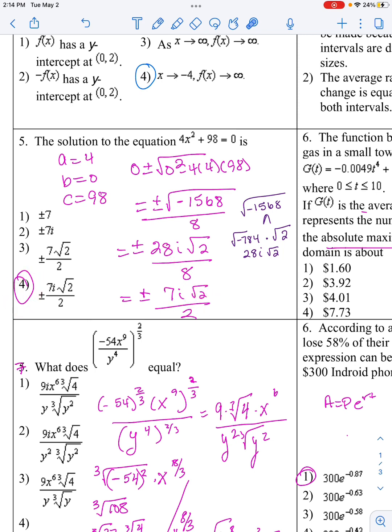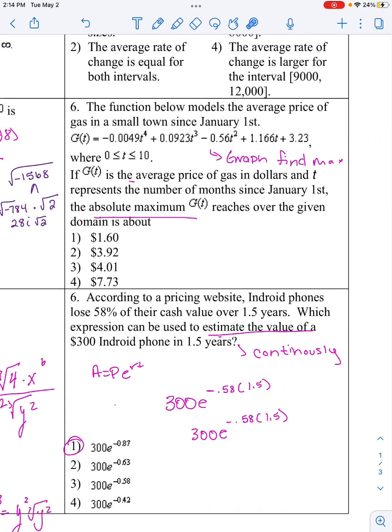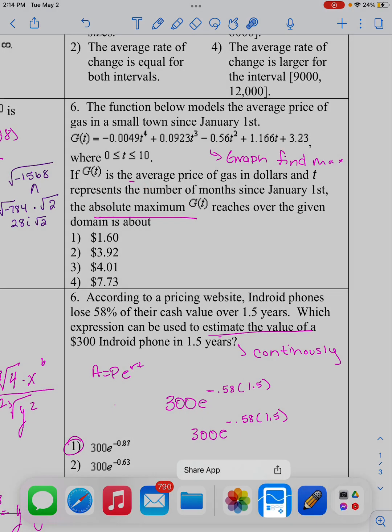So number 4. Okay, so for this one, it's saying we have g of x. It's giving us that we want to graph from 0 to 10. We want to find the maximum. So let's go ahead and go back to our calculator.